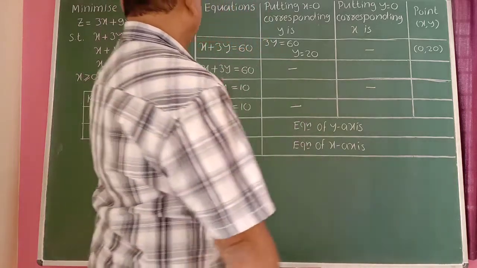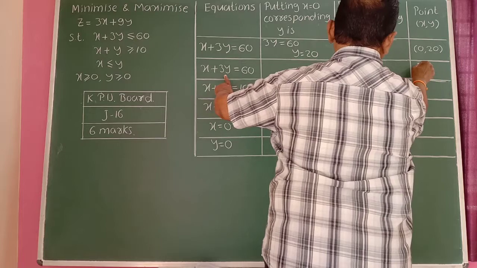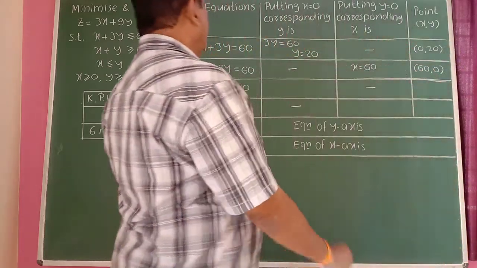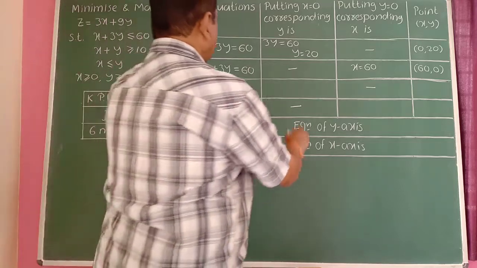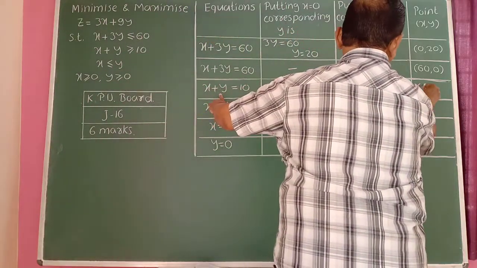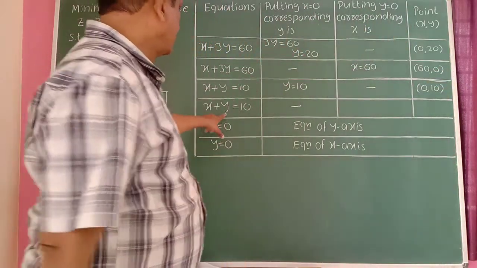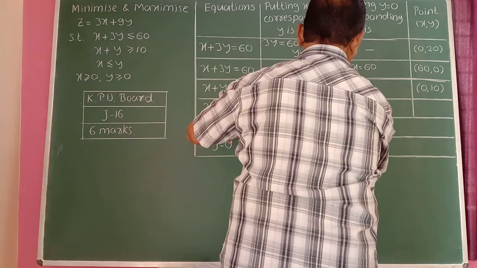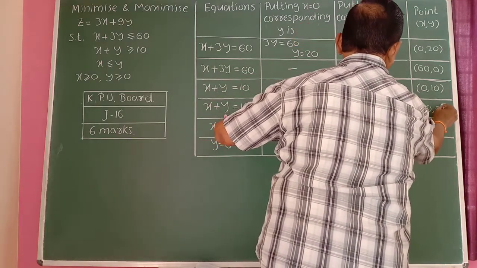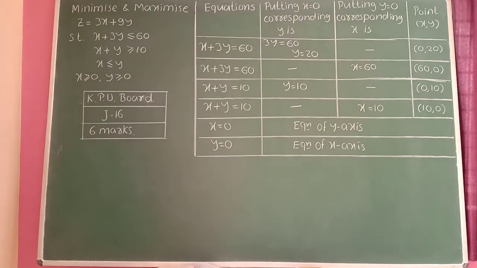Substitute y is equal to 0. X is equal to 60. Therefore, (60, 0). Then for the second equation substitute x equal to 0, y is equal to 10. Therefore, (0, 10). Substitute y is equal to 0, therefore x is equal to 10. So (10, 0). Now draw the graph.